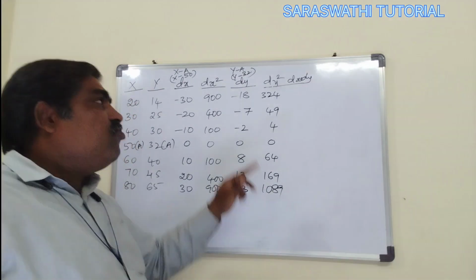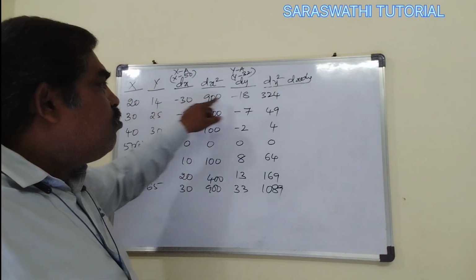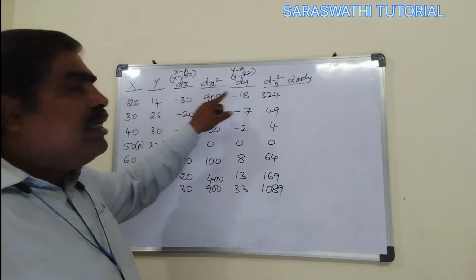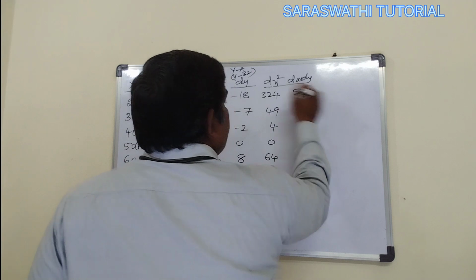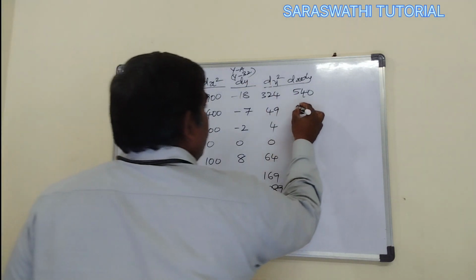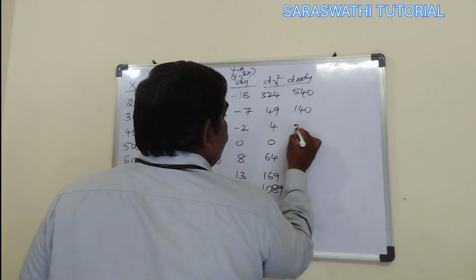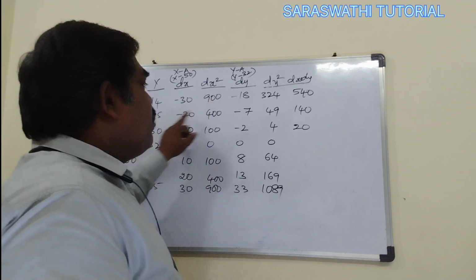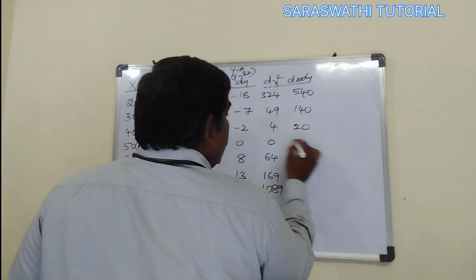Then next one is what? dx into dy. This dx multiplied with dy. Minus 30 into minus 18, multiply using the calculator, which is 540. Minus 20 into minus 7, which is 140. Minus 10 into minus 2, 20. Minus into minus is plus. 0 into 0, 0.